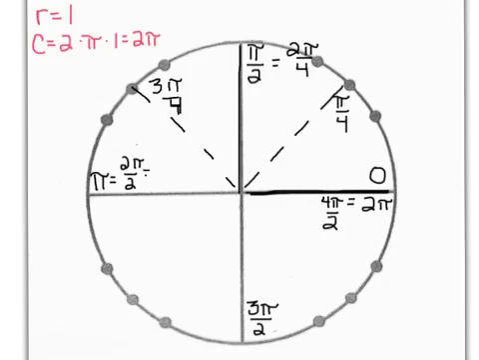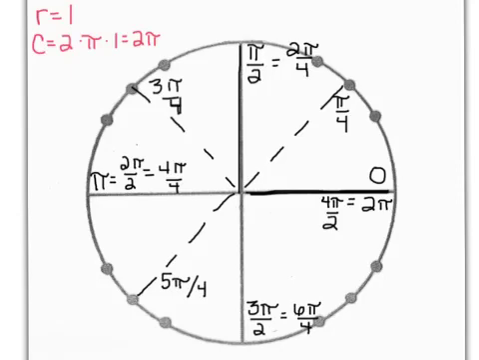And this one I could also write as 4 pi over 4, which again would just simplify to pi. So then my next halfway mark would be, hopefully you're guessing it, 5 pi over 4. Then another one would be 6 pi over 4.